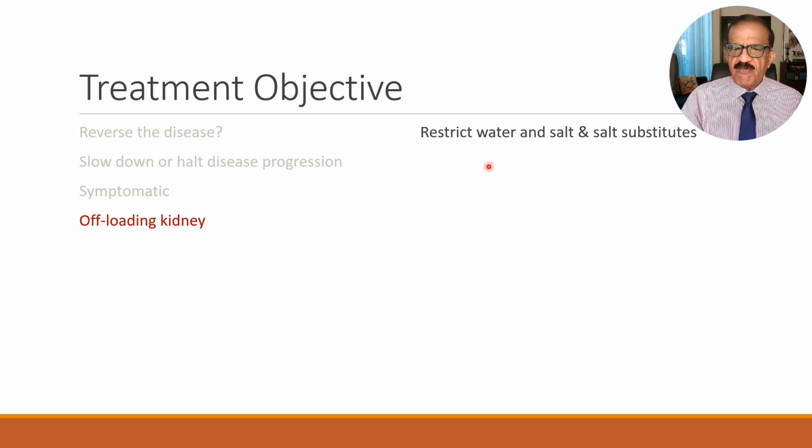Now restrict water and salt substitutes and salt itself. Water, because these patients are likely to have water retention, they may have edema, so according to the urine output, you will allow a certain amount of water, and of course you have to provide at least some amount, which is obligatory. You would restrict salt, the sodium chloride, because unless you restrict salt, it is not possible to restrict water.